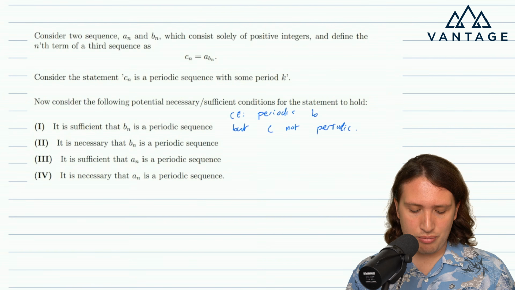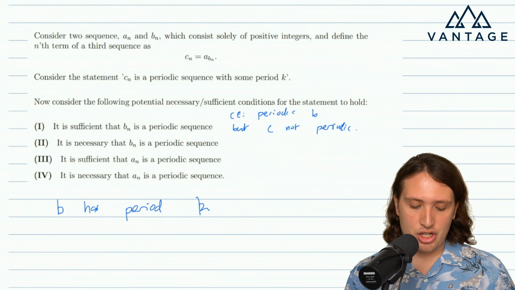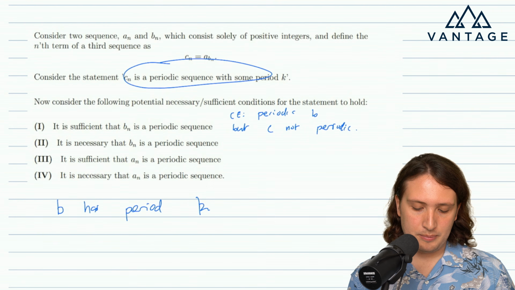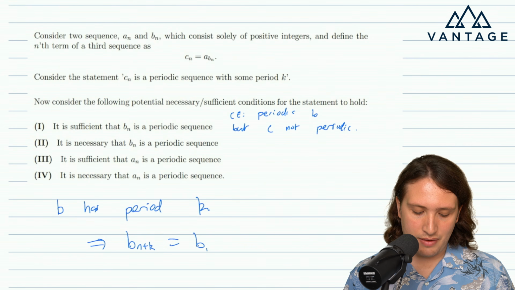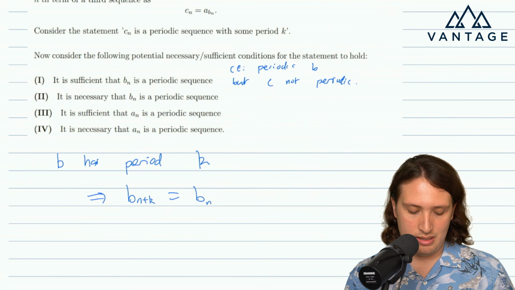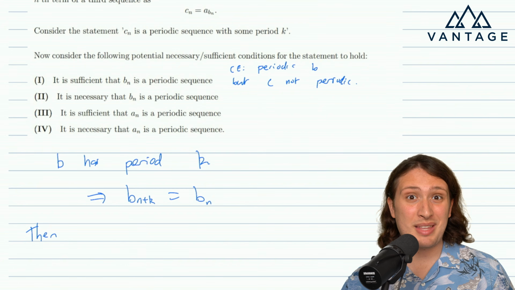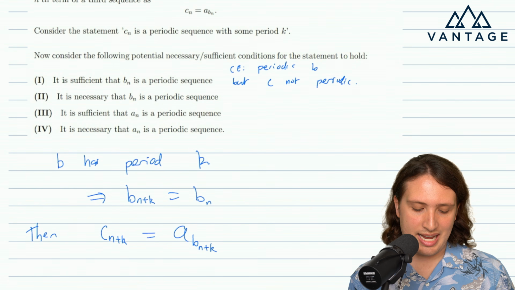If in any doubt, let's try to prove this. So let's say B has period K, for example. So remember, if I'm trying to show this is a sufficient condition, I want to show that this implies the statement. So if B has period K, that means that B of n plus K is the same as B of n. Whatever n is, if I go ahead by the period, I get the same thing out. But then my claim was that it's kind of obvious that if I then go ahead by K in C, I'm going to get the same thing again. Well, C of n plus K is A of B of n plus K, right? That's what C is. It's A of B.